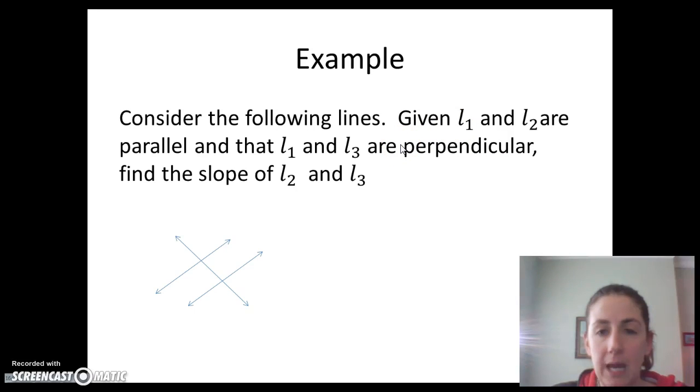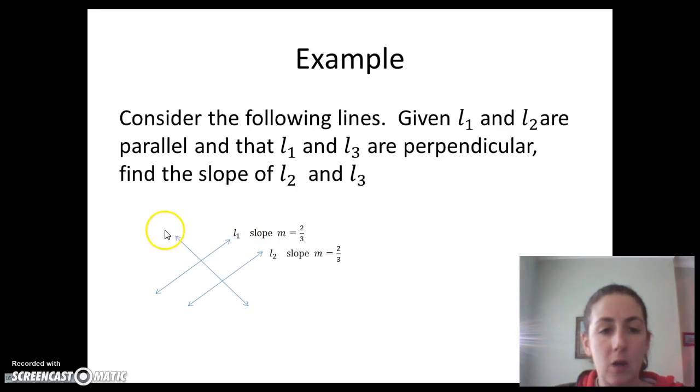So for example, consider the following lines. We have line 1 and line 2, which are parallel, and line 3 and line 1 are perpendicular, which means they meet at a right angle. So if we knew that the slope of L1 was 2/3, let's find the slope of L2. Well, since they're parallel, they have the same slope, so we know L2 would have a slope of 2/3.